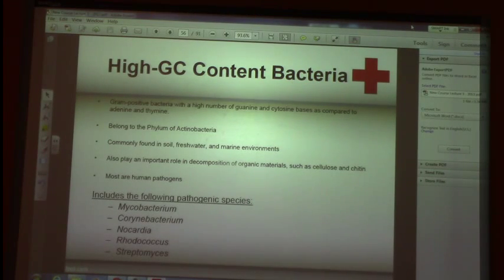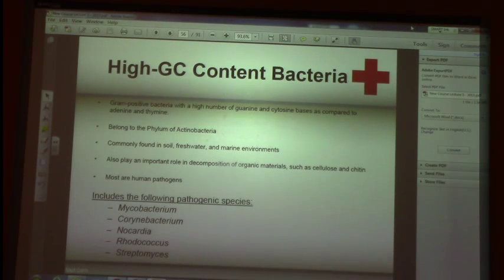Hello class. During week 3's lecture, we finished by talking about the low GC content bacteria. It's very important to note that, again, when we're talking about GC content, we're talking about the guanosine, cytosine content. So we're talking about the percentage of those bases as compared to the adenosine and thymidine bases in the genetic material.